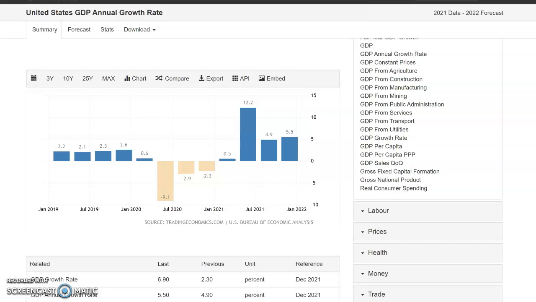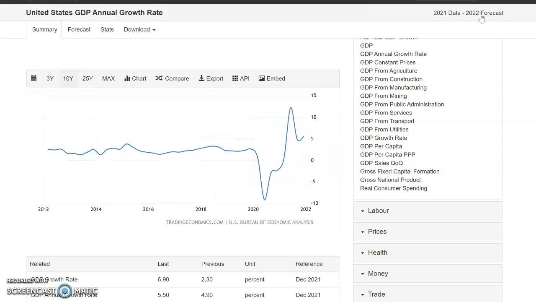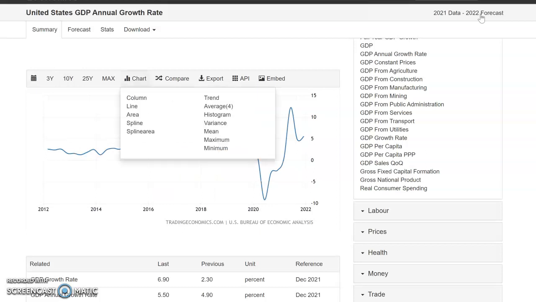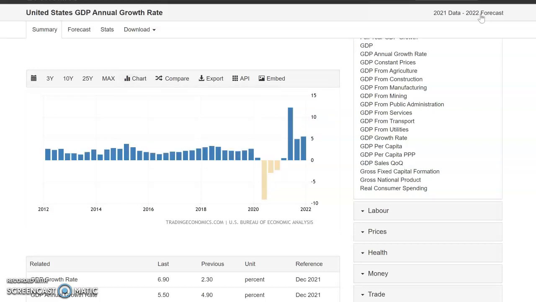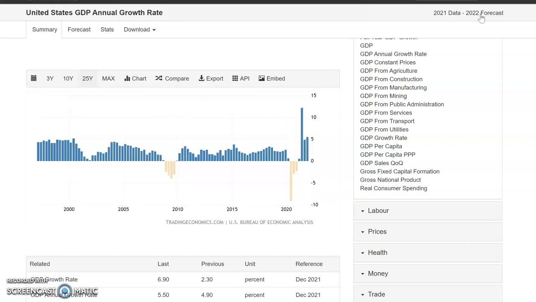Here I have data from 2019 to 2022. That means three years of data. I can change it to ten years of data here. I wish to see my data in column form, and that's why I clicked on column. So here I have this ten years of data. If you want to see a longer period, click on 25Y. We are trying to look at the GDP data series here.